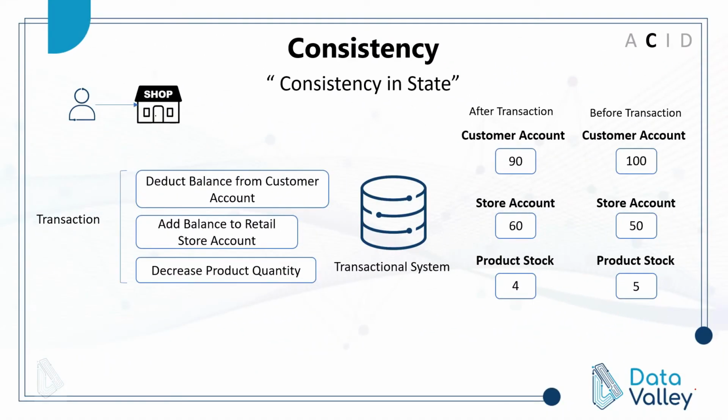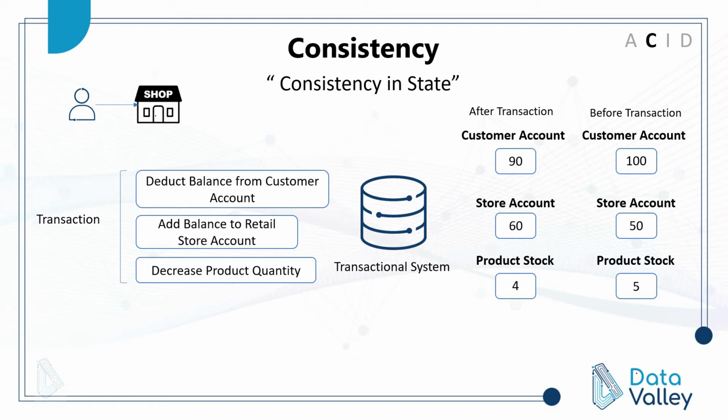Now let's move to the second property of ACID properties, which is consistency. By consistency, we mean that the correlation or consistency of data should not change after the transaction is committed to the database. So we shouldn't have any inconsistent data in the database after we apply the transaction.